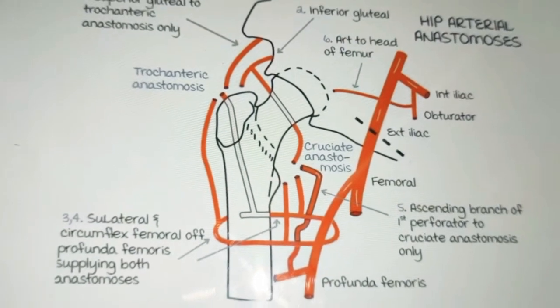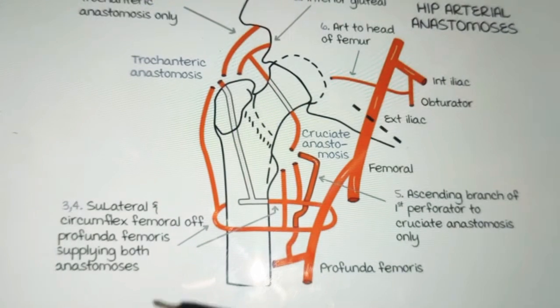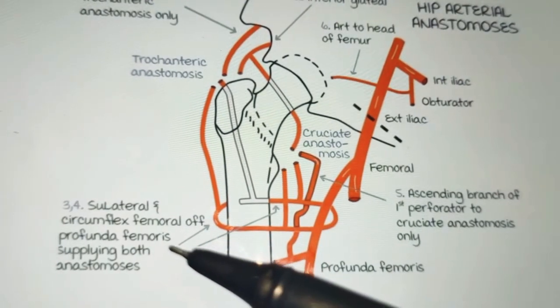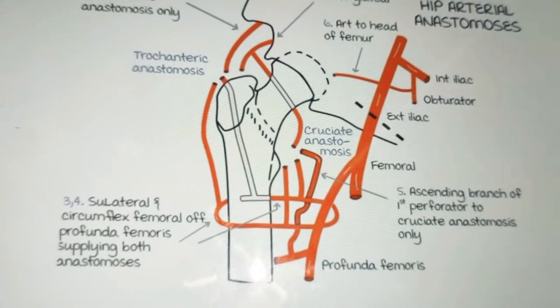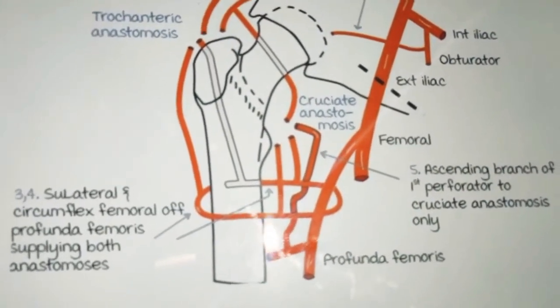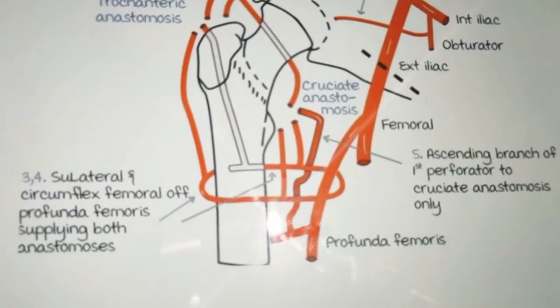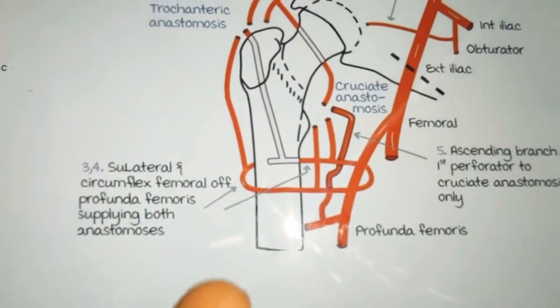Okay, and the third one is, you can see here, the superior lateral and circumflex femoral arteries, which are of profunda femoris, supply both anastomosis. So that one is another one, and also you have the lateral femoral circumflex artery, right? That is only this one.